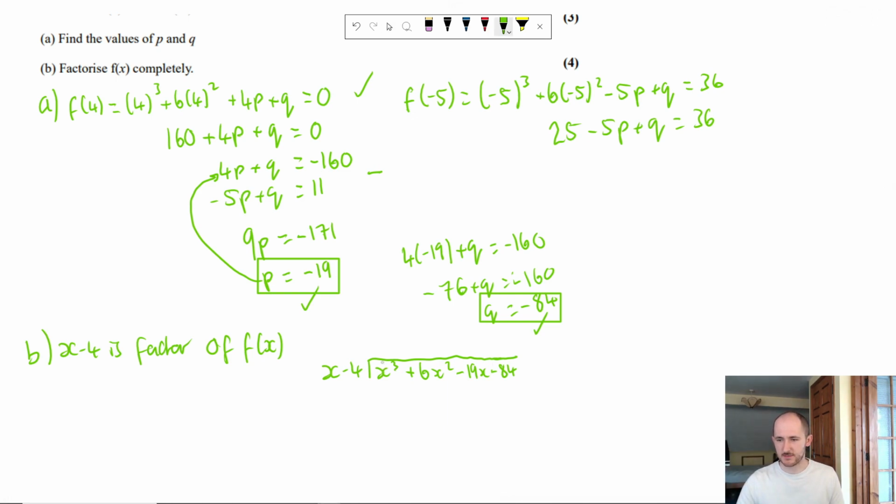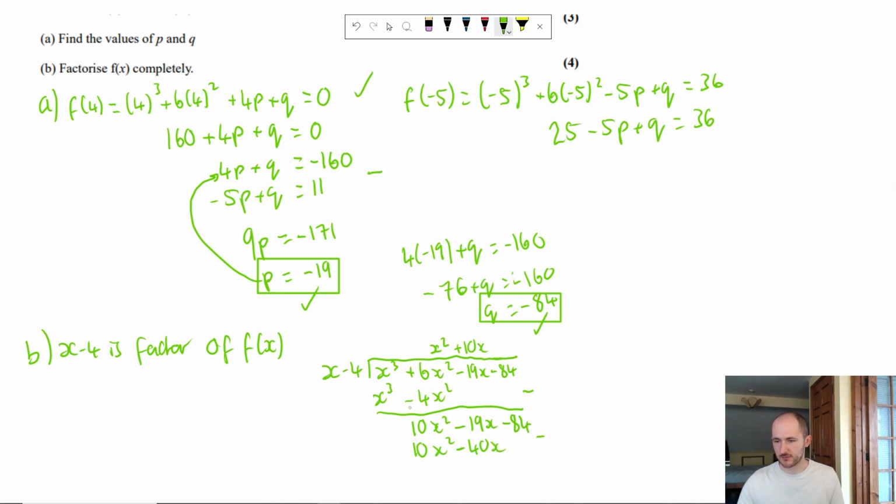So x cubed divided by x gives me x squared. Then times it by minus 4, times it by x, we get x cubed. Times it by minus 4, we get minus 4x squared. Do the subtraction. X cubed minus x cubed is 0. 6x squared minus 4x squared. So we're adding, that would give me 10x squared. 10x squared divided by x gives me 10x. Then we have 10x times x would give me, don't forget also to write the other things, I'm being a bit sloppy here. 10x times x would give me 10x squared. 10x times minus 4 is minus 40x.